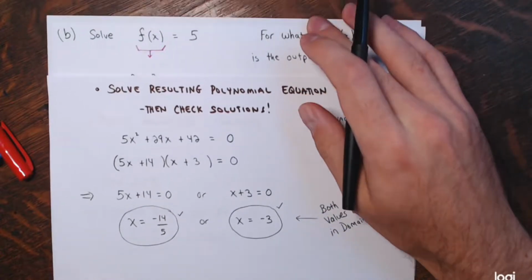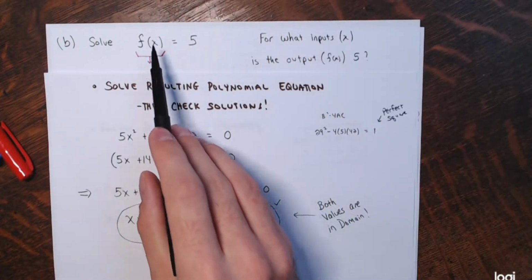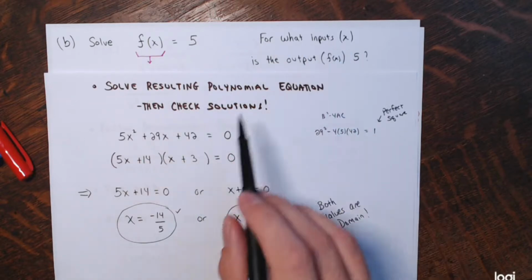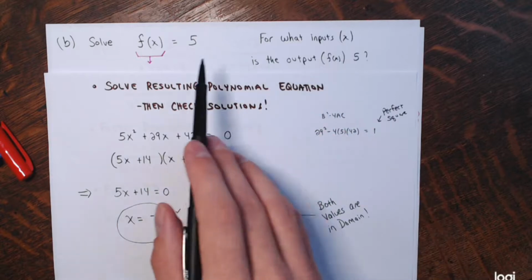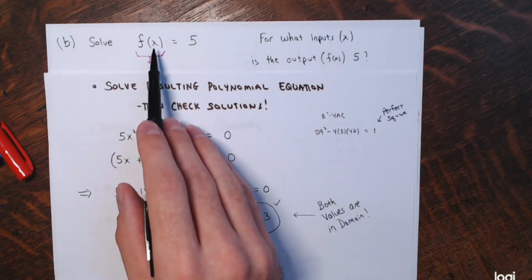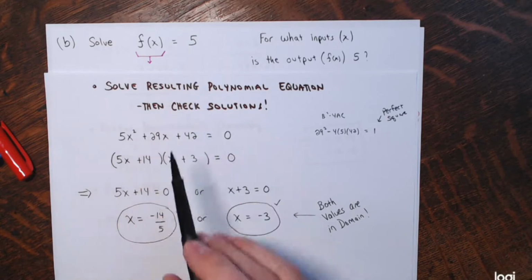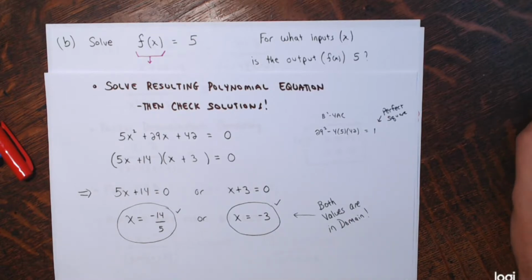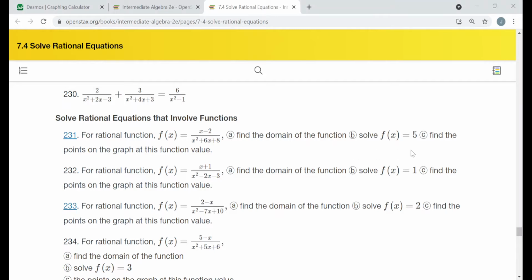When they're saying solve f of x equals 5, the values of x that I can plug into function f and get an output of 5 are -14/5 and -3. And that leads me directly into part C.